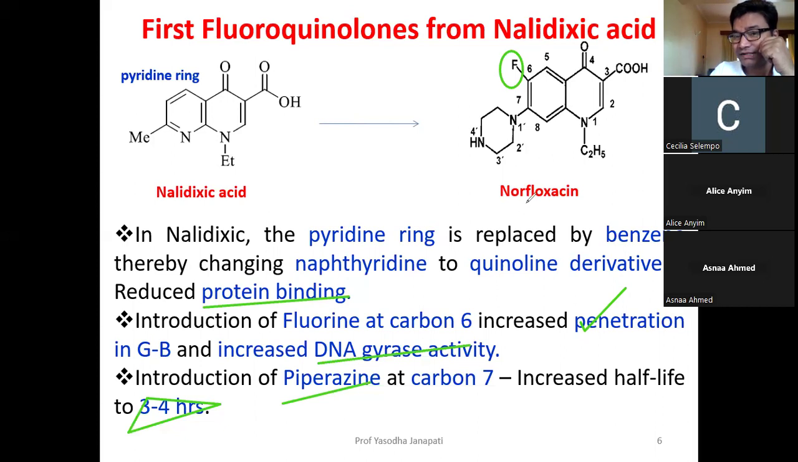Now, norfloxacin, the duration of action is increased. Compared to nalidixic acid, norfloxacin is more active. Why? These are some of the changes. Number one, the naphthyridine nucleus is changed again to quinolone. The fluorine atom will help to increase the penetration, and the piperazine nucleus increases the half-life. So this is how norfloxacin has been discovered. These are the advantages of various functional groups.